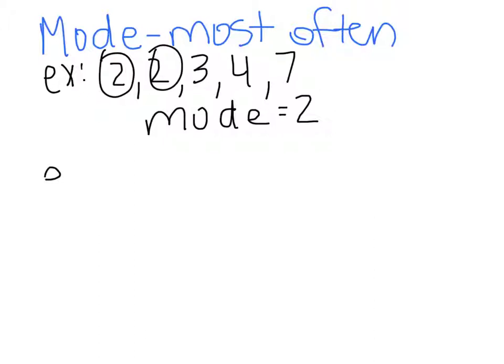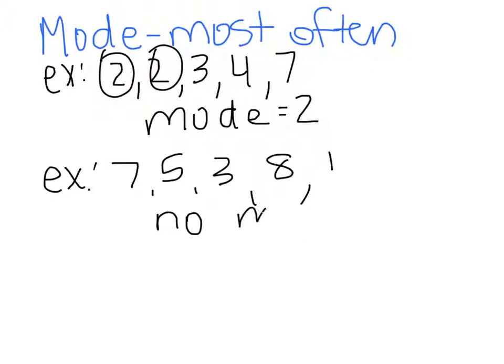We can have other examples. For example, 7, 5, 3, 8, and 1. In this case, there is no mode because all the numbers only appear one time. So there is no mode.